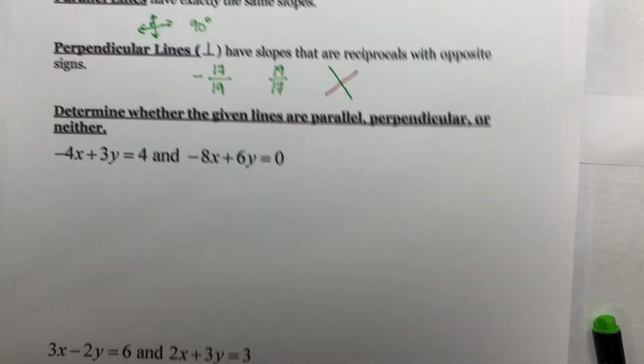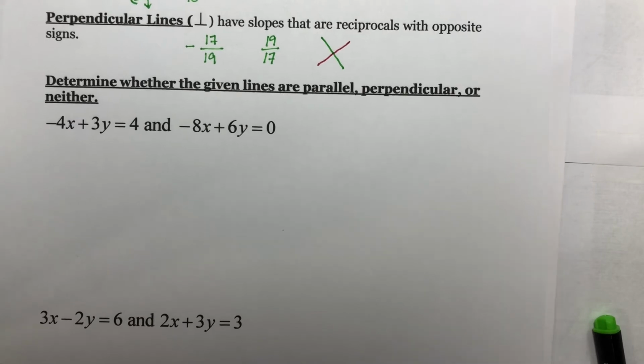You will be given two equations. You will be asked to determine whether the two lines are parallel, if they are perpendicular, or neither. Neither would be two lines that cross, but not in a right angle. Okay? If we have exactly the same slopes, they're parallel. If our slopes are reciprocals with opposite signs, they are perpendicular. If we get any other combination of slopes, it's neither.